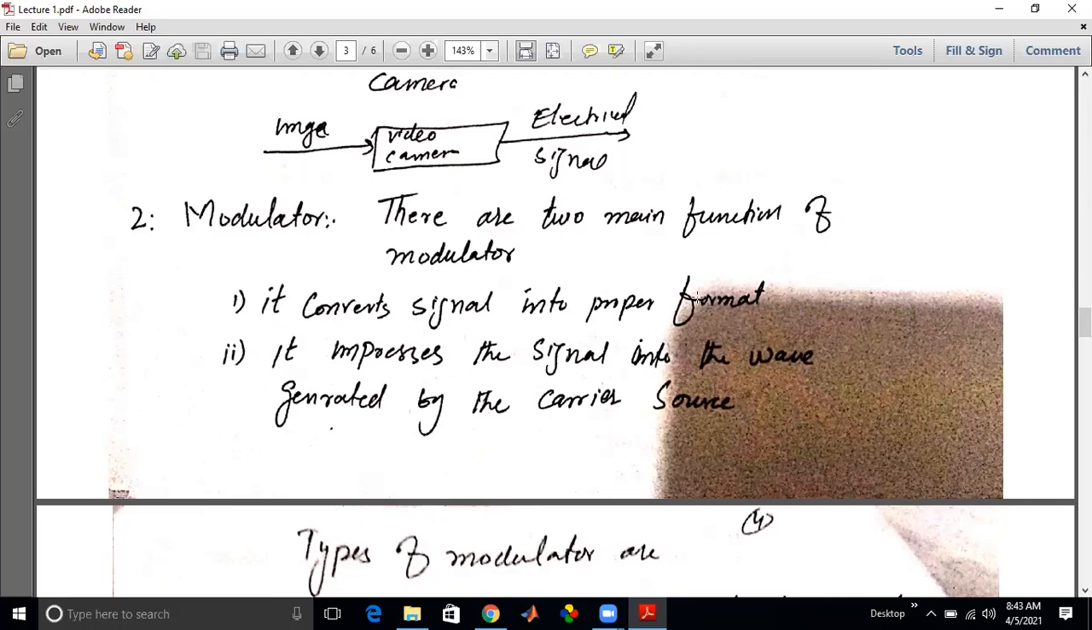For example, if the medium is wireless, it will convert the signal into that form so that it can pass easily through the wireless medium. And if this is a digital medium, it will convert it into a digital signal. The second function is that it impresses the signal onto the wave generated by the carrier source. The carrier source will generate a high frequency signal, and the modulator will impress the message signal onto the wave generated by the carrier.